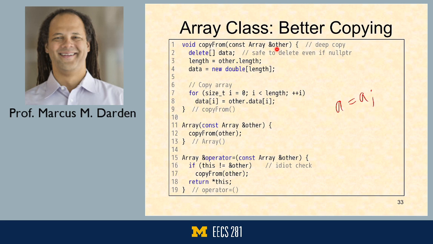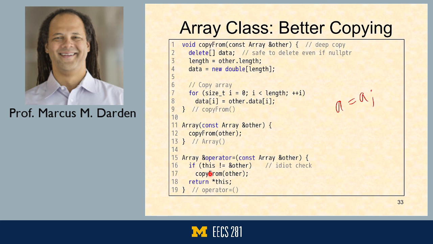But if other and this are the same, like as in A is equal to A, right? Here's this. This is other. So if I'm setting this and other equal to itself, the first thing I do is delete data. Now I've deleted both of their data because this and other are the same thing. So to prevent this from being a problem, we end up with this idiot check here, lines 16 and 17. If this is not equal to other, if I'm not assigning A equal to A, I have to make sure that they're two distinct objects before I do copy from. Because if I'm using the same object, then obviously I don't want to do anything.